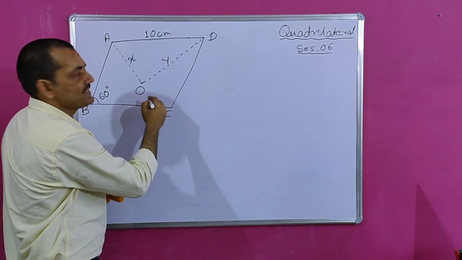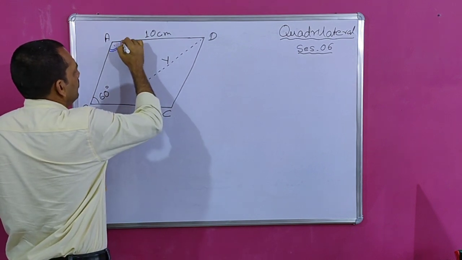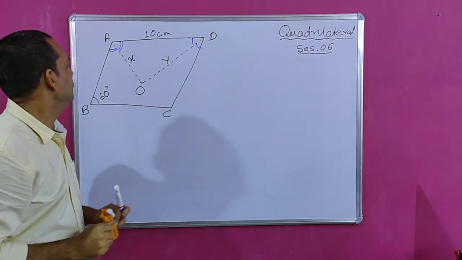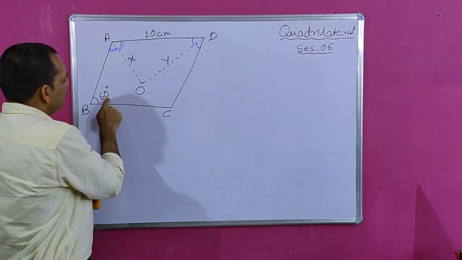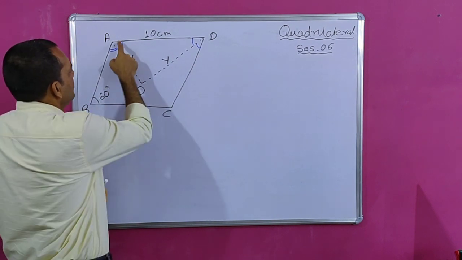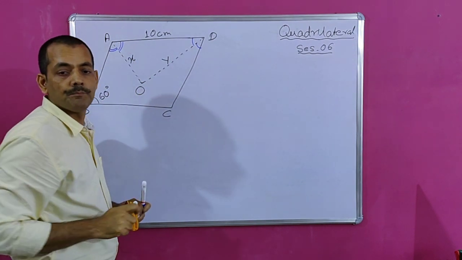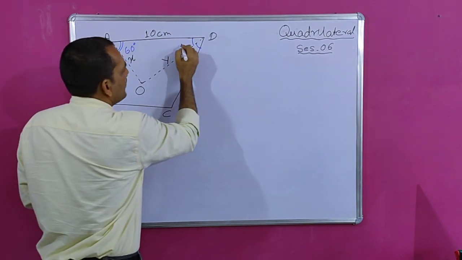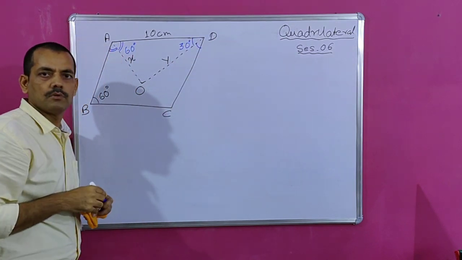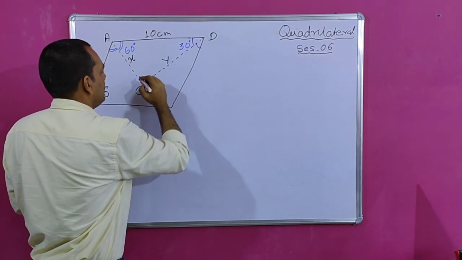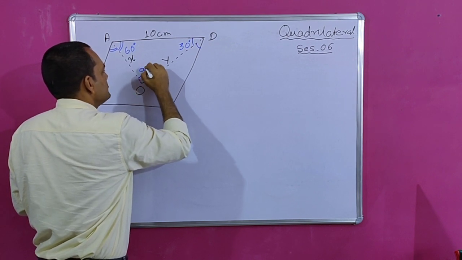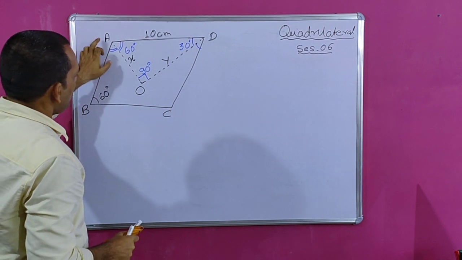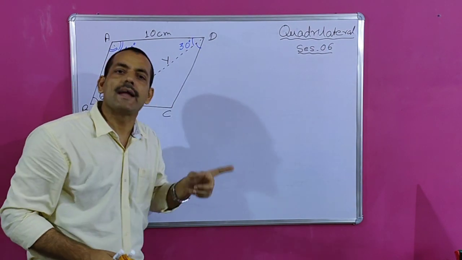If this is an angle bisector, it simply means these angles will be the same. Now, if this is 60, it means this complete angle is 120. If this is 120, half of it is 60 and here half of it is 30. So if 60 and 30, simply this angle is 90 degrees. It means angle AOD is a right angle triangle.